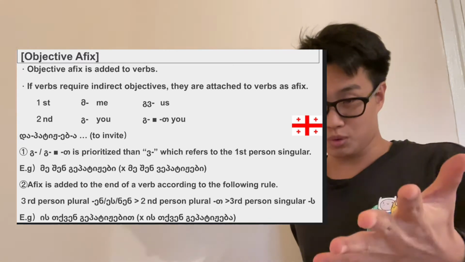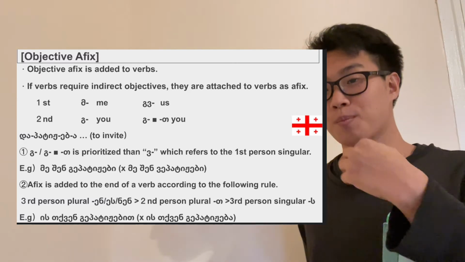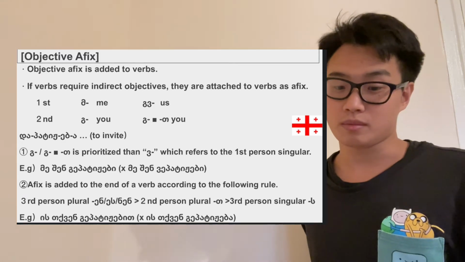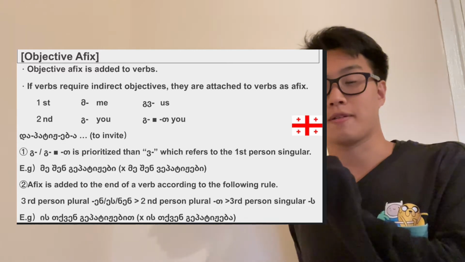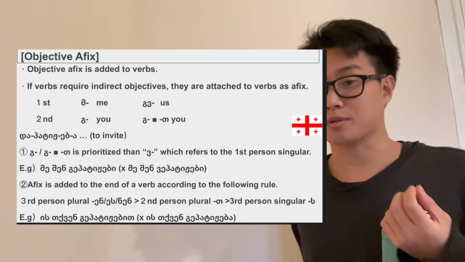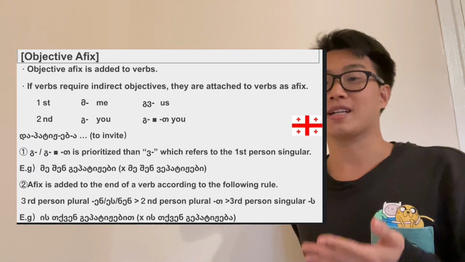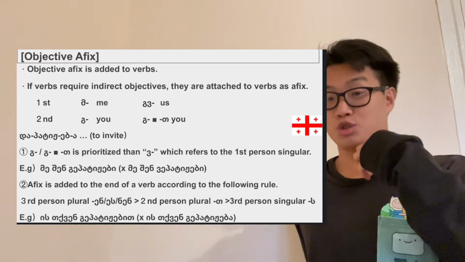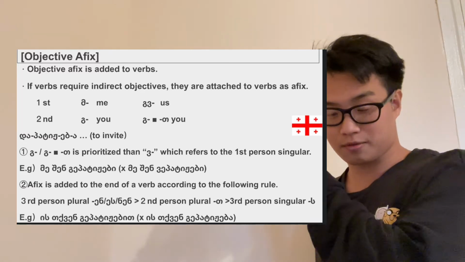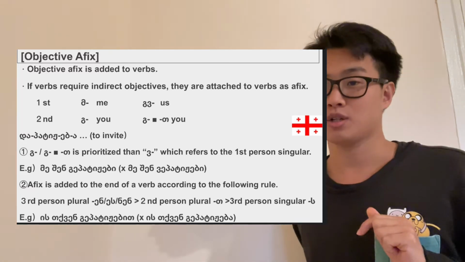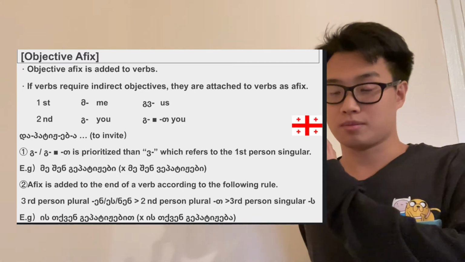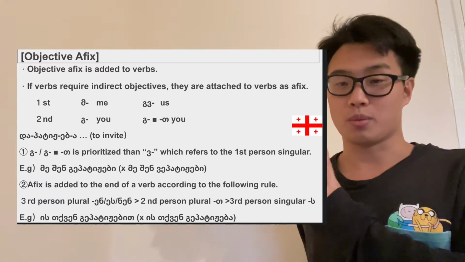Or if you invite me, shen me patyževi. You know, this me is the objective affix, indicating that the object is the first person singular form. Or you invite us, shen gve patyževi, gve, right? The first person plural form, gve. This affix should be used with the verb. So these are the objective affixes that we want to remember.